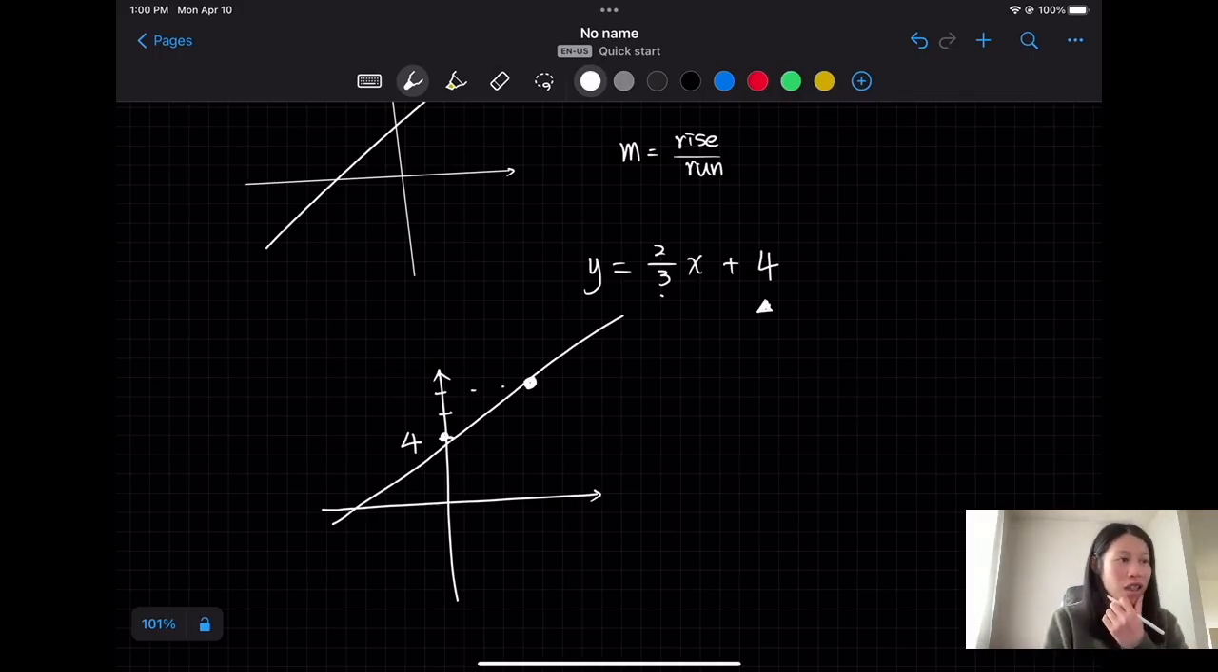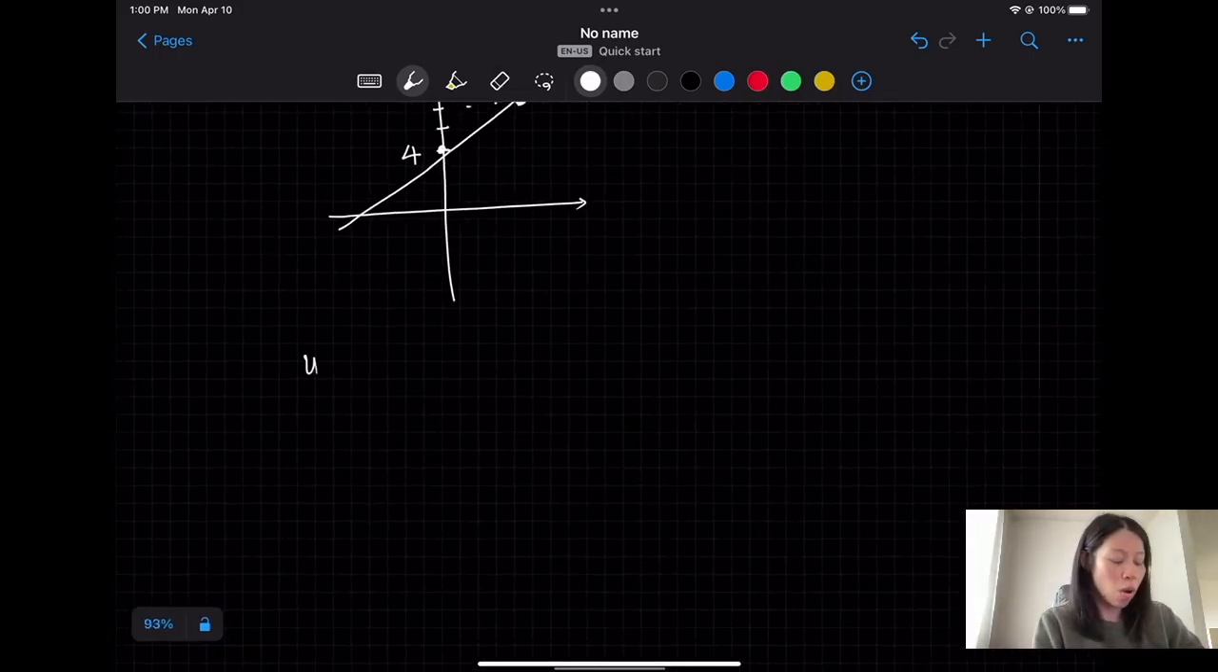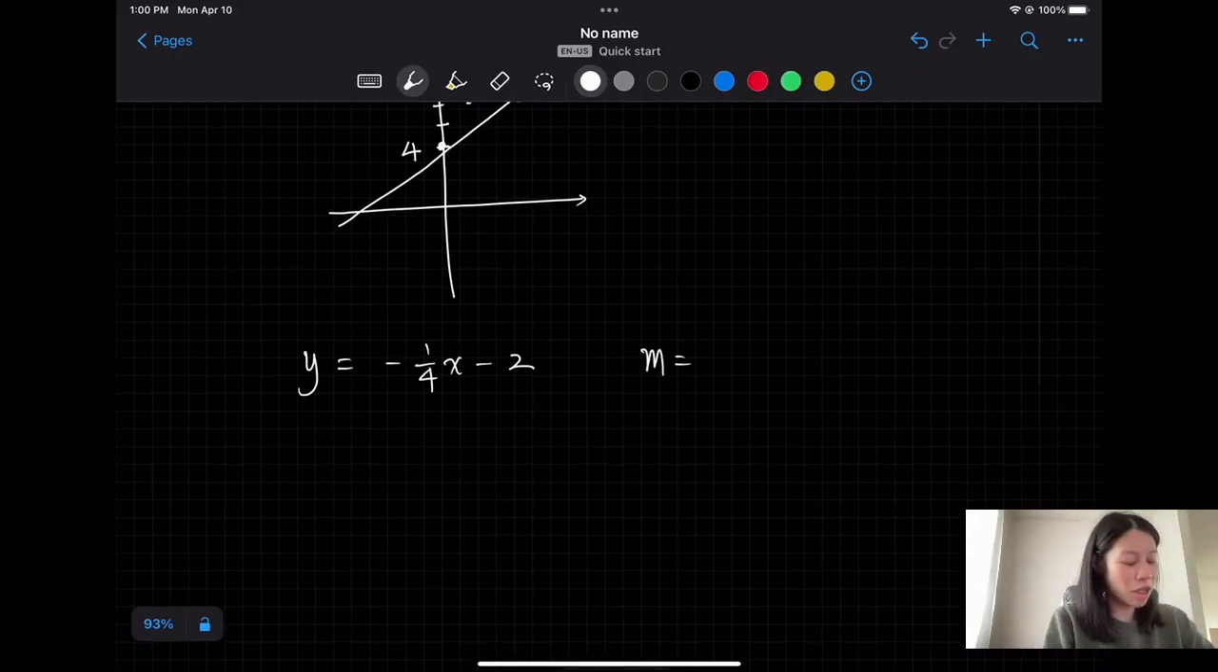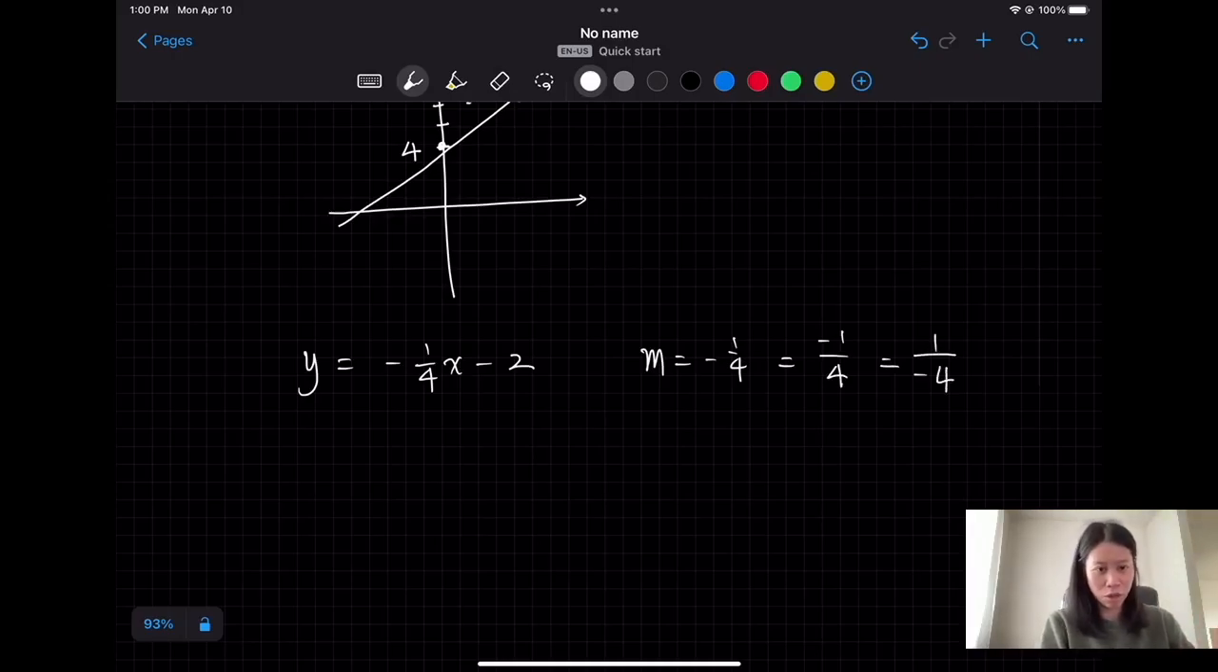Sometimes you will see the graph look like y equals negative 1/4 x plus 2, or let's try minus 2 because we've been doing lots of plus. For the slope m equals negative 1/4, you can interpret it as negative 1 over 4, or as 1 over negative 4, because they're both equal to negative 1/4. So for the run, you can either run to the left 4 units and then go up, or you can go down 1 unit and run to the right 4 units, either way.